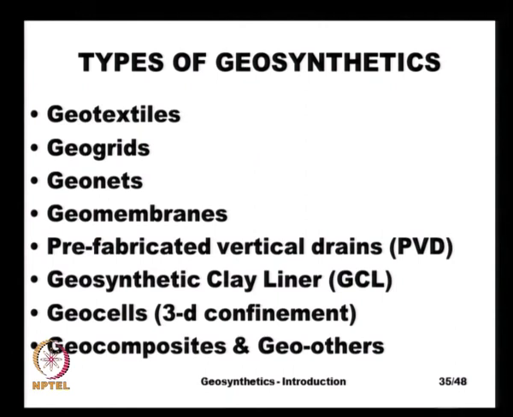So let us look at the different types of geosynthetic products. Once again, I am listing the geotextiles first, because they were the first engineering products that were introduced into civil engineering: geotextiles and geogrids, geonets, geomembranes, prefabricated vertical drains, geosynthetic clay liners, geocells. All the previous products are planar products, whereas the geocells are three dimensional in nature. They have some surface area and some depth. And then of course, there are several varieties of geocomposites and geo others and so on.